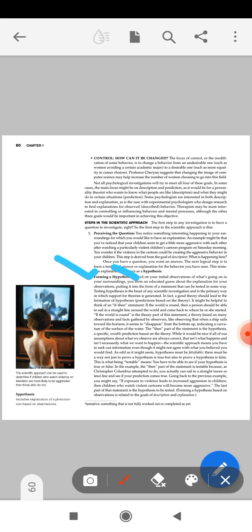Testing a hypothesis is the heart of any scientific investigation and is the primary way in which support for theories is generated. In fact, a good theory should lead to the formation of hypotheses, predictions based on the theory. It might be helpful to think of an if-then statement. If-then statement, I am not going to read further. I will explain what it is saying.